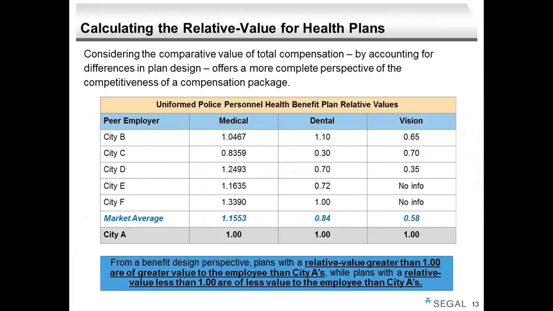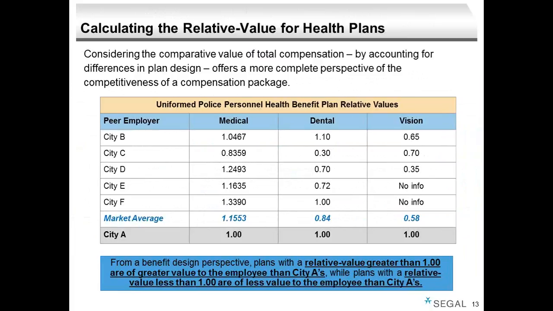And if you'll note on the bottom of the slide, it says that if the relative value is greater than 1, then it means that that plan has a greater value. It is richer than City A. And if it has less than 1, then it is less rich than City A. So by example, for City B, you see the medical plan is 1.0467, or a little bit less than 105% the value of City A. Dental is about 110% of City A, but vision is only 65% of City A.